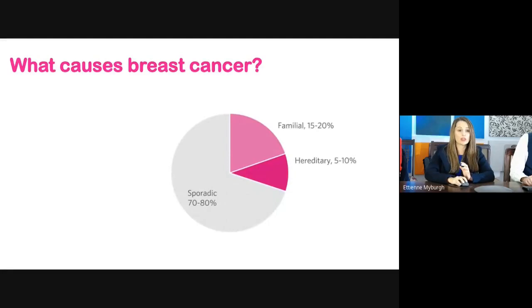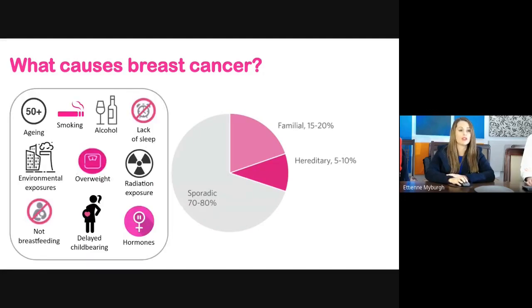If you look at this graph, this represents all the breast cancers that you get. You'll see that the majority, about 70 to 80% of breast cancers, is something that happens out of the blue, and it's mainly because of lifestyle factors or environmental exposures. Just to list a few things in this graph.